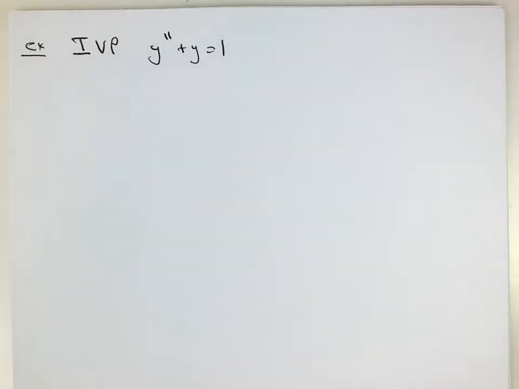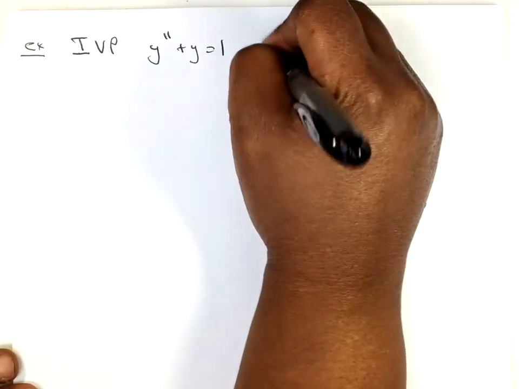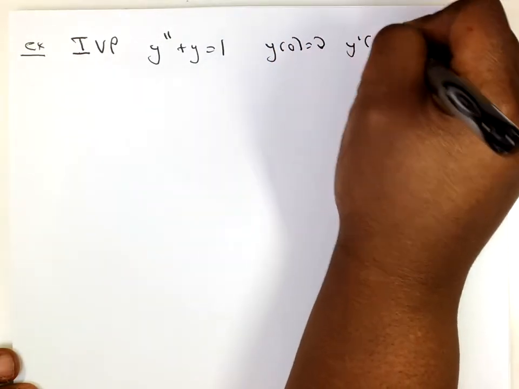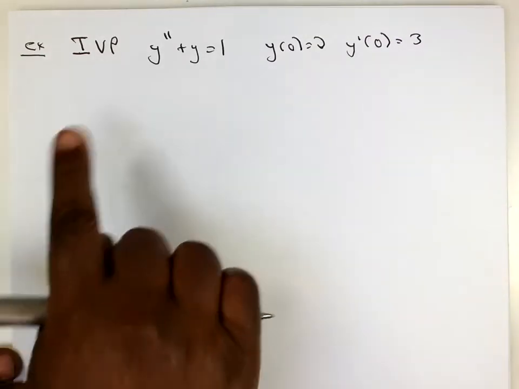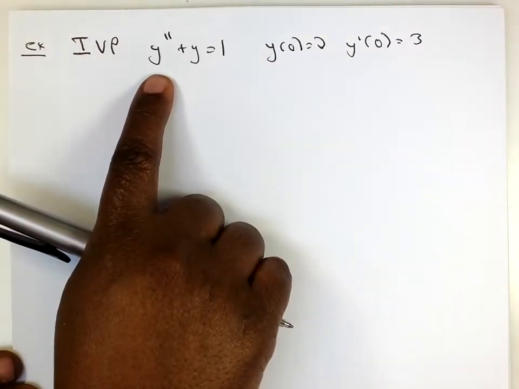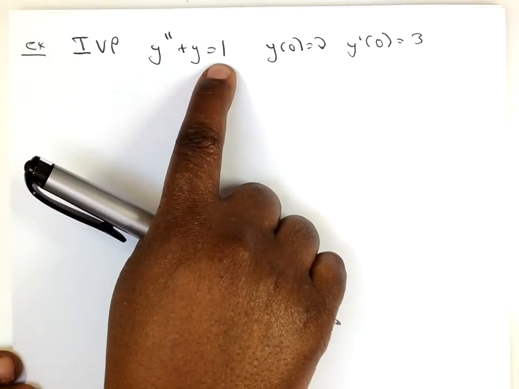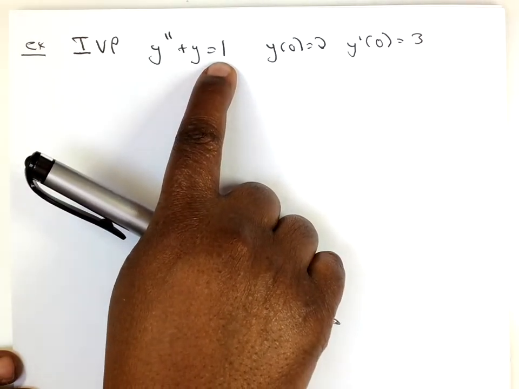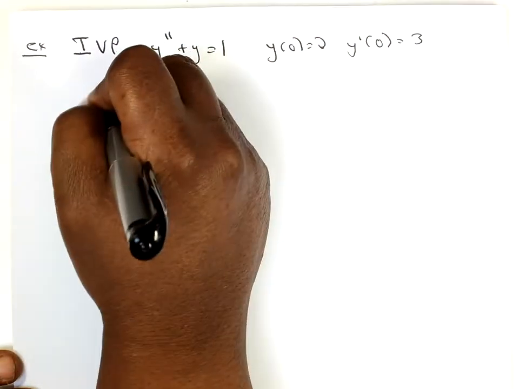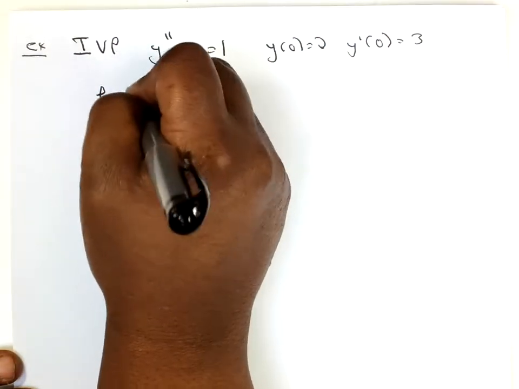So I want to do one more example for initial value problem. So here I have y double prime plus y is equal to 1. The initial conditions, y of 0 is equal to 2, and y prime of 0 is equal to 3. So this is second order because it's double prime, and this is non-homogeneous because it's equal to 1 instead of equaling 0. But I'm still doing the same thing, Laplace each term.